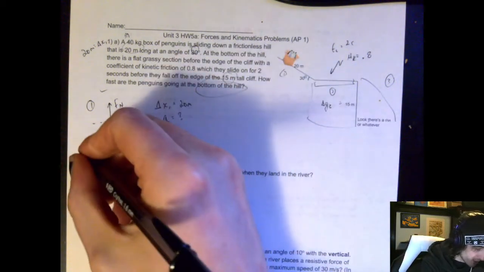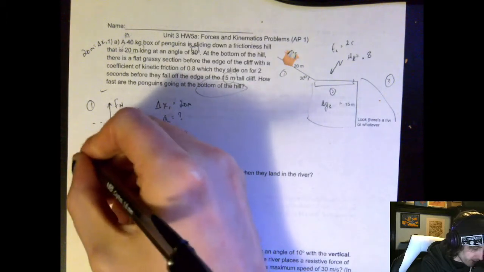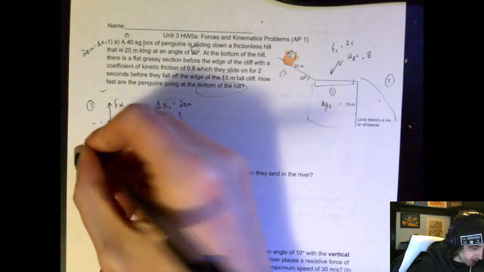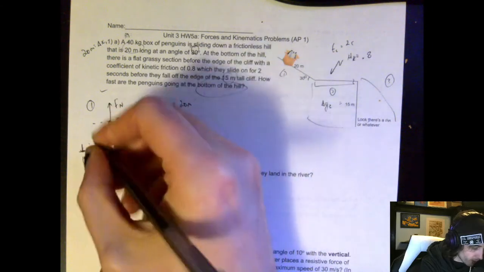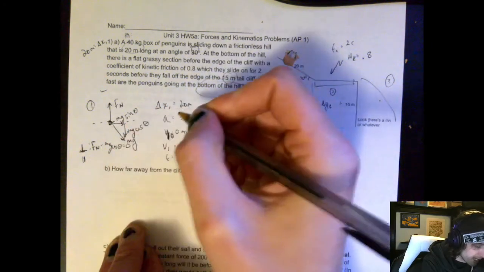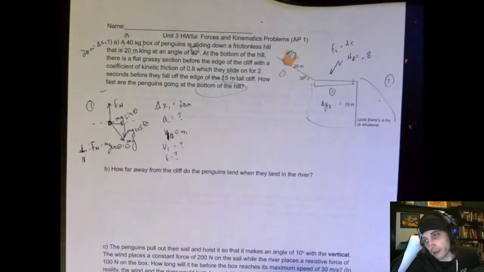What I can then do is set up my perpendicular forces and my parallel forces to try to find my acceleration. Now, my perpendicular ones are going to add up to 0. It'll be Fn minus mg cosine theta equals 0. If there was friction here, I'd have to care about that, and I'd need to use it to get the normal force. But there isn't, so I won't.